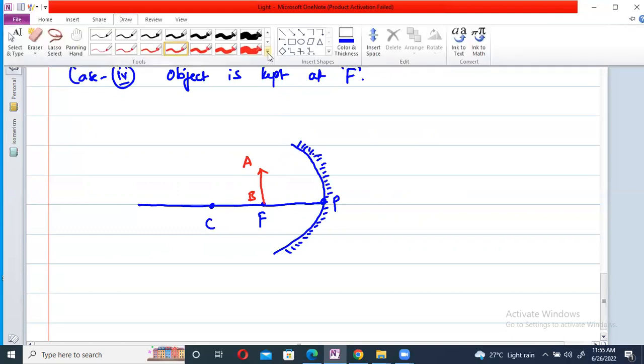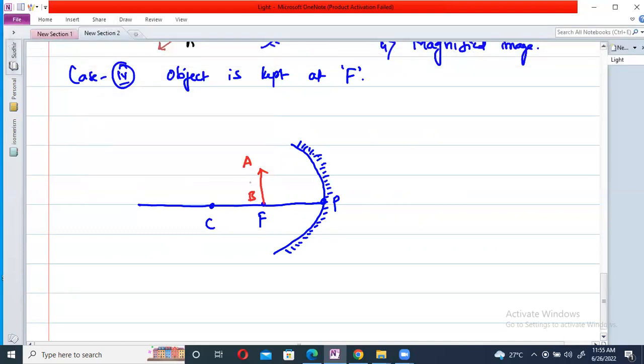So for formation of any image, we have to produce two rays. One of the rays is parallel to the principal axis, incident on the mirror, and the reflected ray passes through the F. This is one point. But the second ray, I should produce from A only. But see, if the ray from A goes in this direction, it cannot pass through the F.